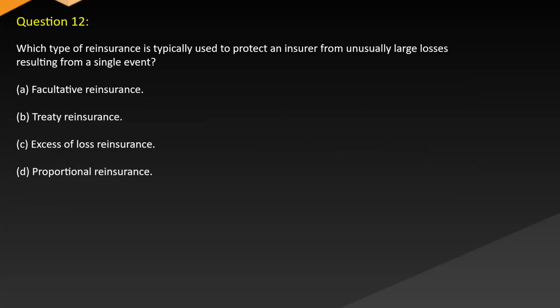Question 12. Which type of reinsurance is typically used to protect an insurer from unusually large losses resulting from a single event? A. Facultative reinsurance. B. Treaty reinsurance. C. Excess of loss reinsurance. D. Proportional reinsurance.